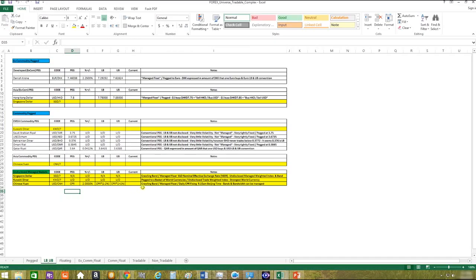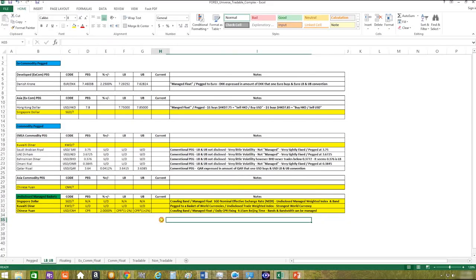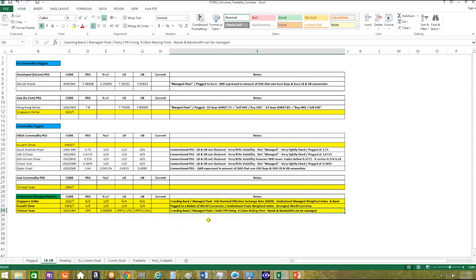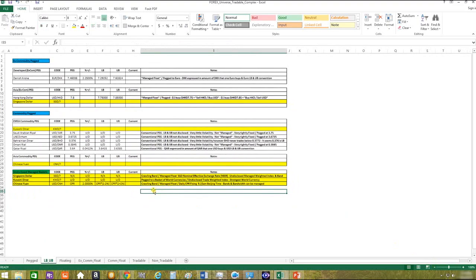You'll learn some different definitions, for example, the Chinese yuan being pegged to the US dollar with a crawling band, and essentially it being a hybrid situation where it's a crawling band and managed float, and there's a daily fixing at 9:15 in the morning Beijing time, and the bands and bandwidth of the pegs are managed every day. So go through all of these, learn about them, and in your own time you can begin to really understand how they work.